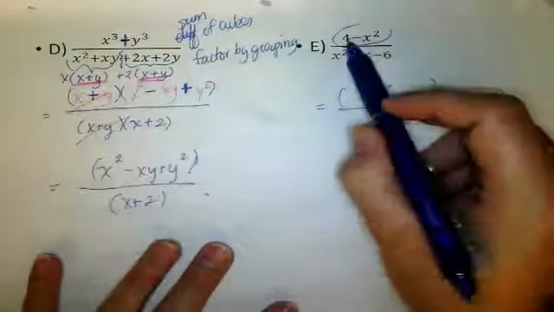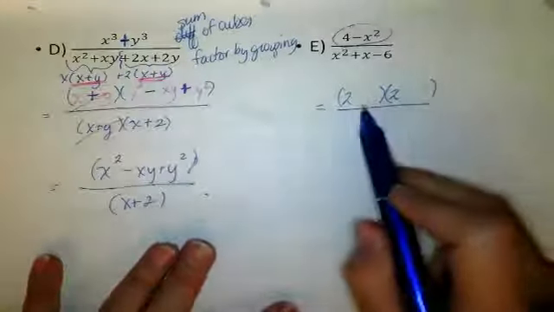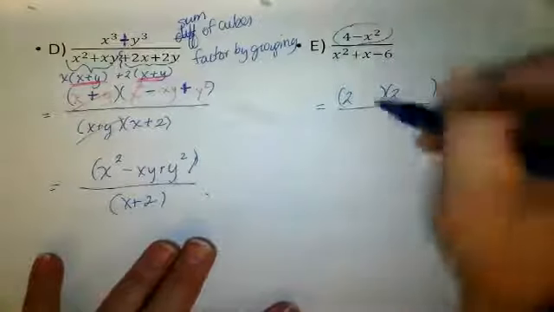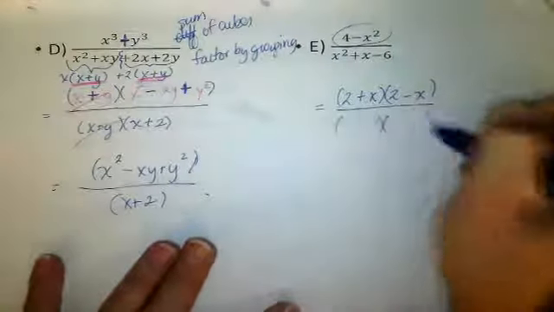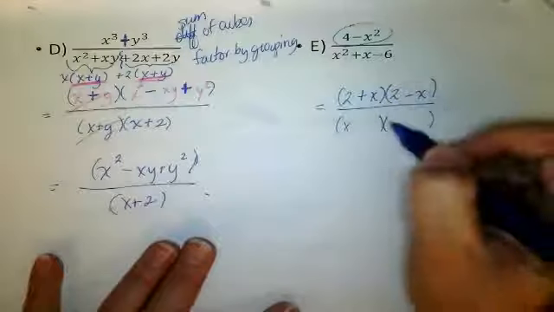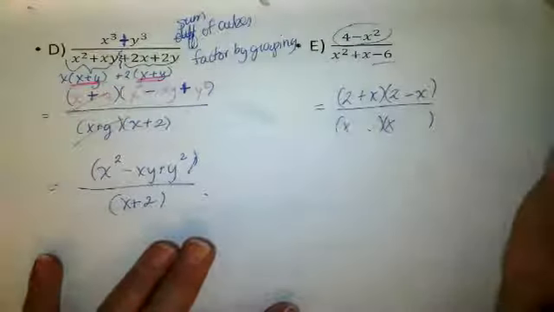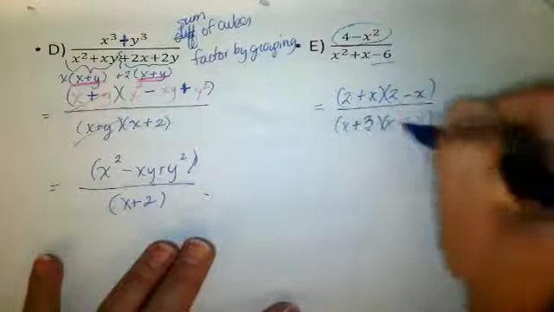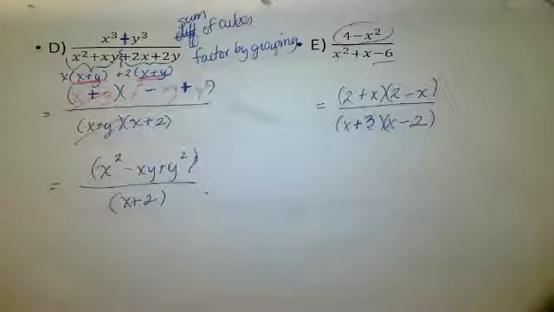First times first has to be the 4. What times what is 4? 2 and 2. And last times last has to be negative x squared. What's that? Positive x and negative x. Very good. Now, factoring the denominator. X times x is x squared. What times what is negative 6? Very good. Positive 3 and a negative 2. Very, very good. Now, does anything cancel?